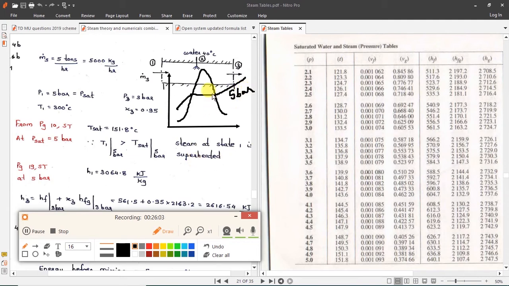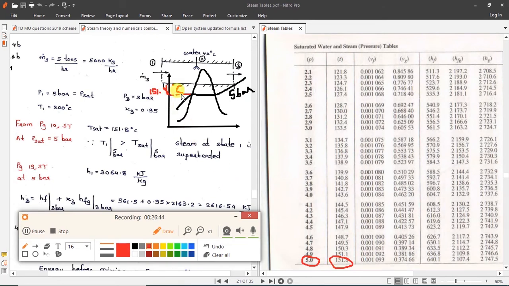Now, what is the saturation temperature for 5 bar? Saturation temperature means boiling point. For 5 bar pressure, what is the boiling point? 151.8. So this boiling point, where the phase change occurs, this temperature is 151.8 degrees Celsius. We know when this is atmospheric pressure, that is 1.01325 bar, what is the saturation temperature? 100 degrees Celsius. But now when pressure has increased to 5 bar, what is the saturation temperature?